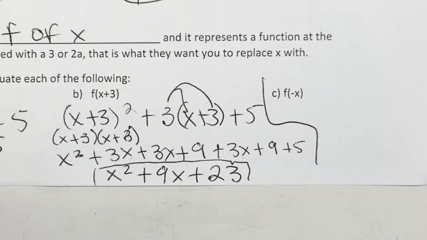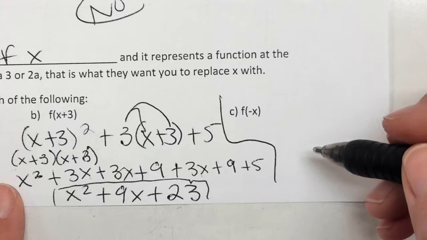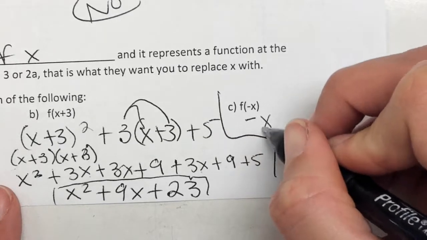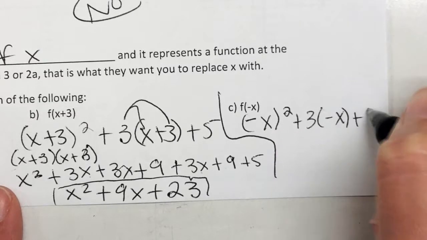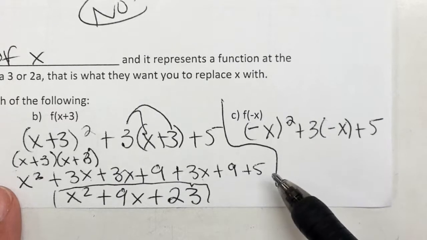Alright, it's okay. Amber, tell me how to set this up. Just plugging in negative x for x. Negative x squared plus 3 times negative x. Alright, notice how I put this in parentheses. Alright, the negative x. Yes.